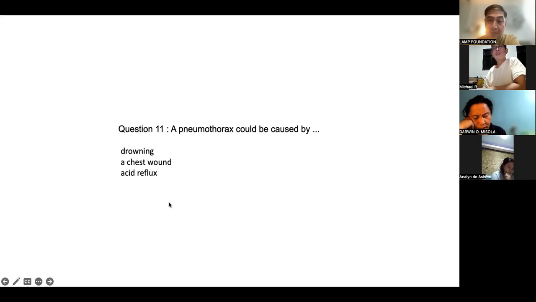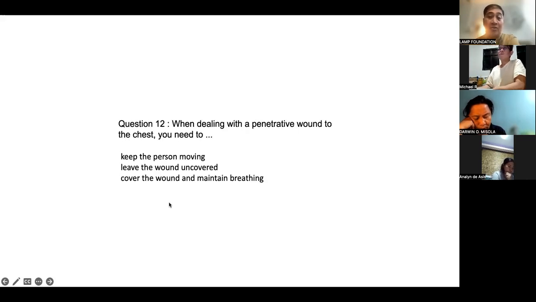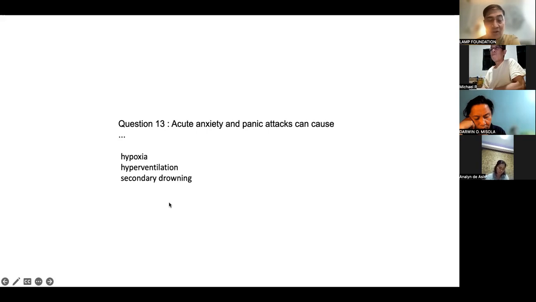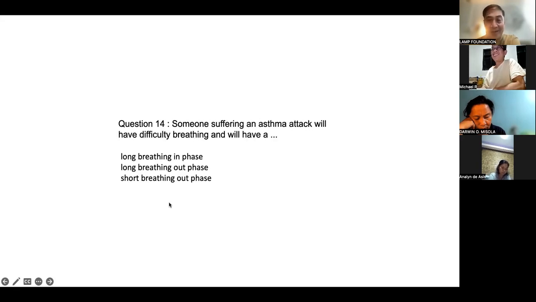A pneumothorax can be caused by a chest wound. When dealing with a penetrative wound to the chest, you need to cover the wound and maintain breathing. Yes. Acute anxiety and panic attacks can cause hyperventilation. Nakaka-relate ka. Okay. Opo, nakaka-relate po ako dyan. Okay, so you know this very well.